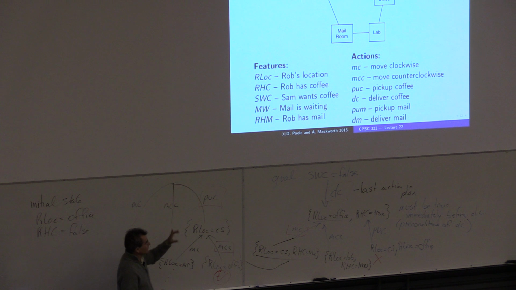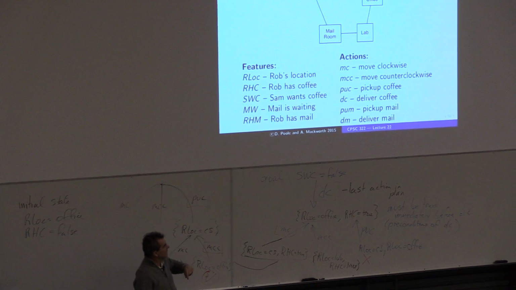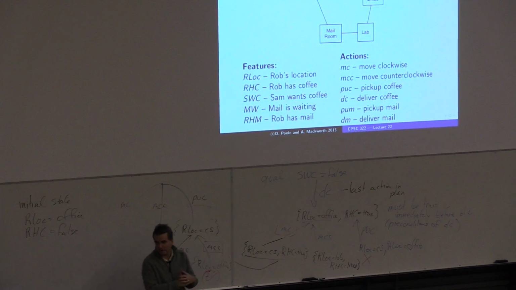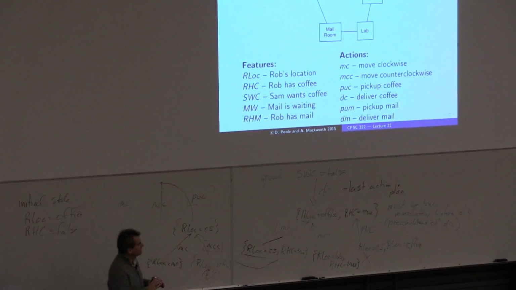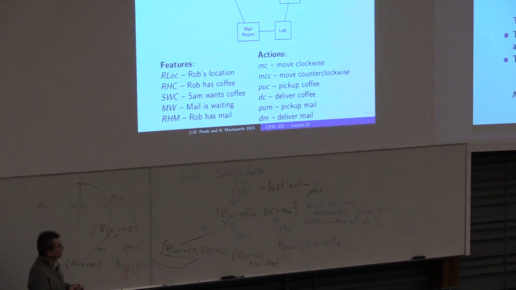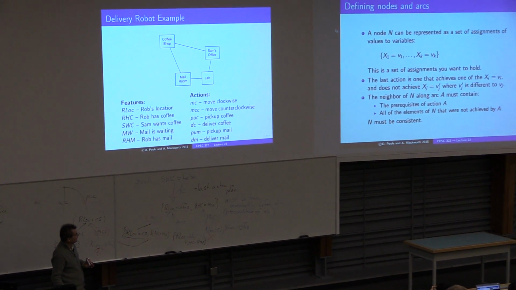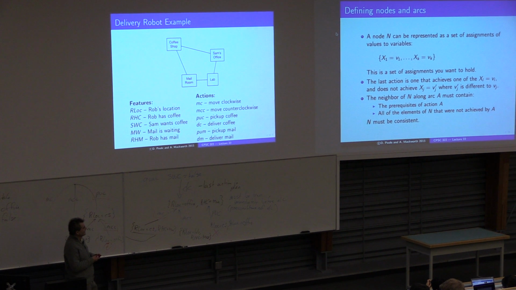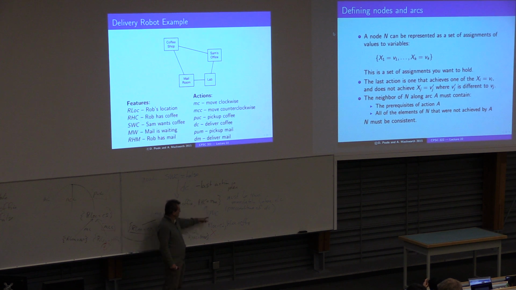So here's the formalization of just what we did. So node n, we're representing this assignment of values to variables. And these are the set of assignments you want to hold. They're the sort of sub-goals. The last action is one that achieves one of the v_i. So it's one of the ones that are on the effect list. So x_i equals v_i is on the effect list. And it doesn't undo one of the other ones. Right? So pick up coffee here.